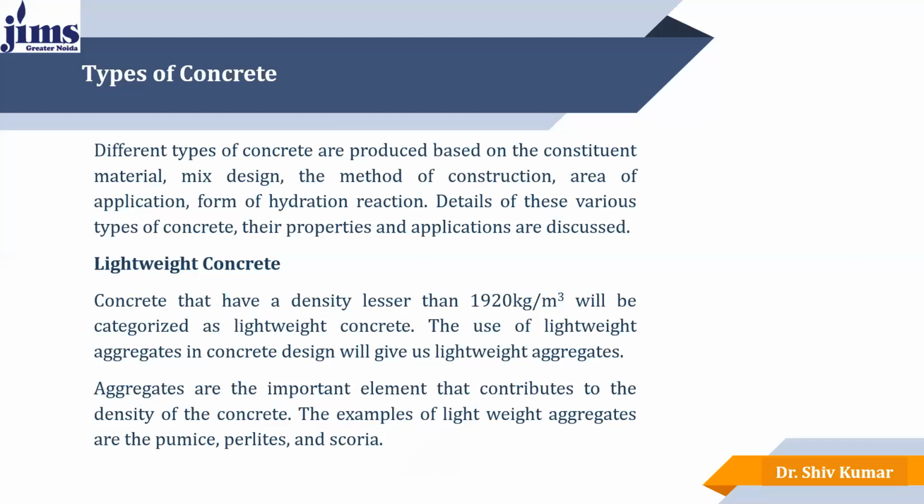So let's start with the first type of concrete, which is known as lightweight concrete. This is based on the density. The density of lightweight concrete is less than 1920 kilograms per cubic meter, hence it is categorized as lightweight concrete. Lightweight concrete can be used in making partition walls. We also use it to make concrete blocks.